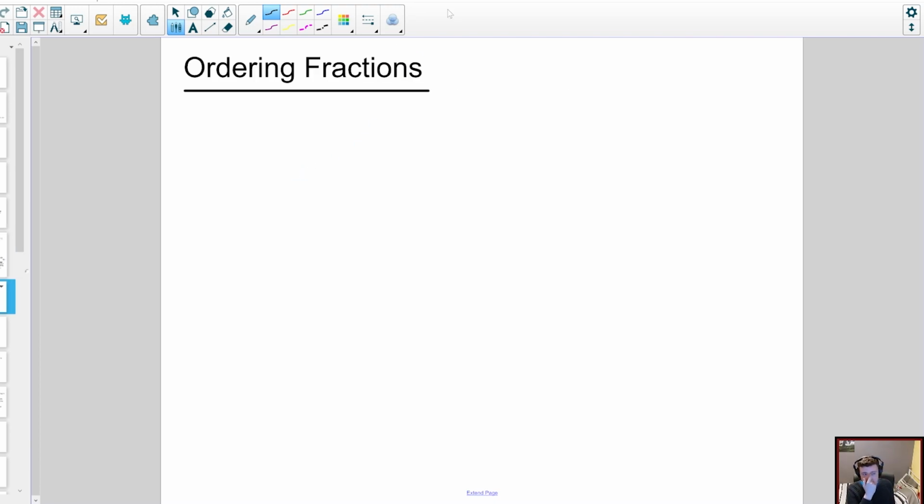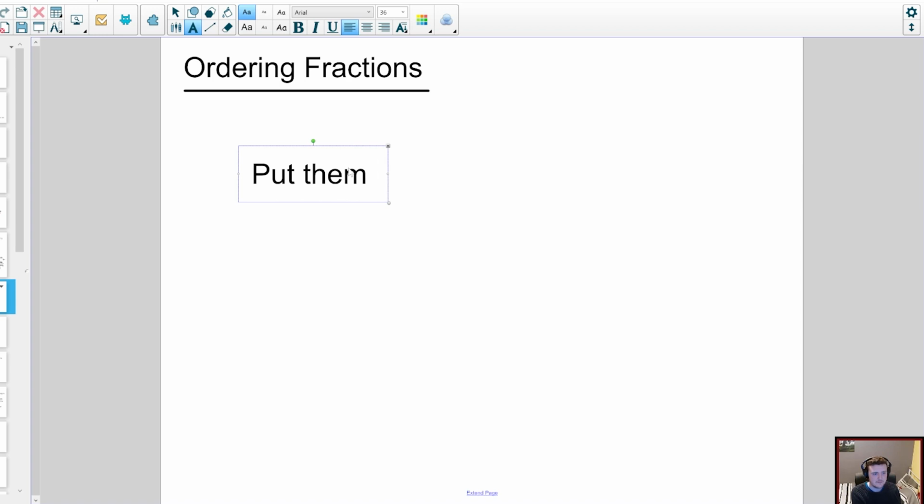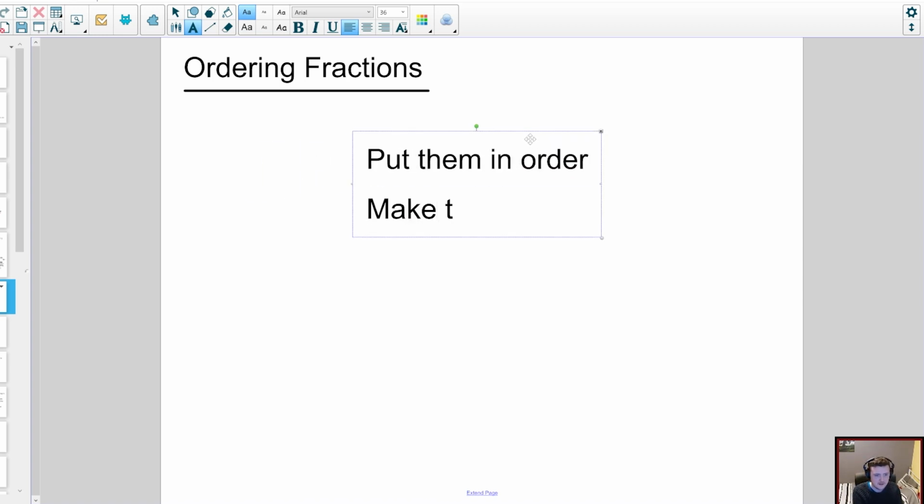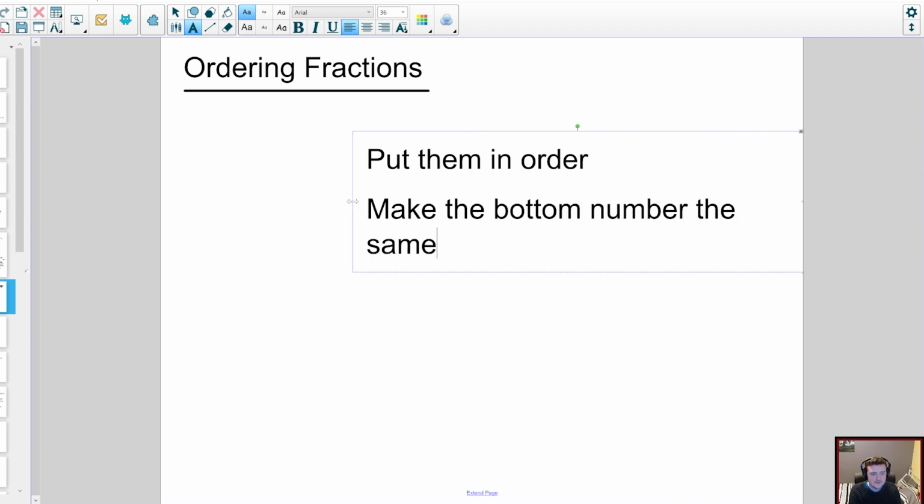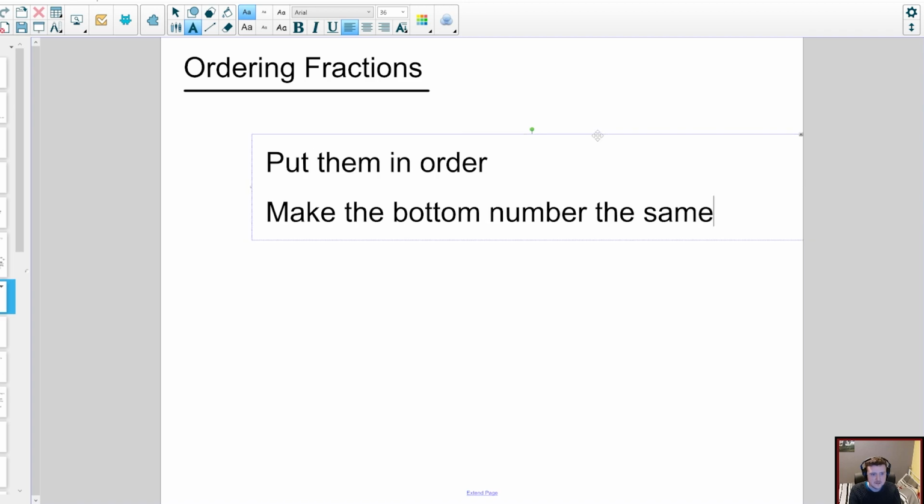Okay, and now on to ordering fractions. Well, what do we mean by this? To order a fraction, we're going to put them in order, surprising nobody. But to do that, we need to make the bottom number, or the denominator, the same. And this will be the same for quite a few of our techniques. Adding and subtracting, we do this. Comparing and ordering, we do this. And so we have to make the bottom number the same.